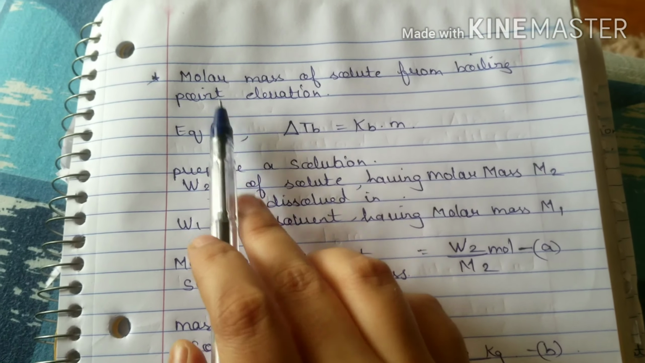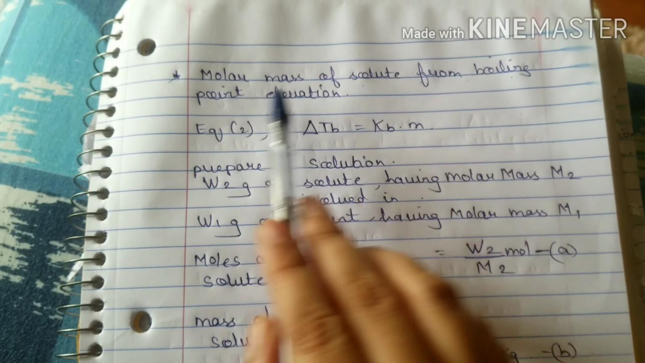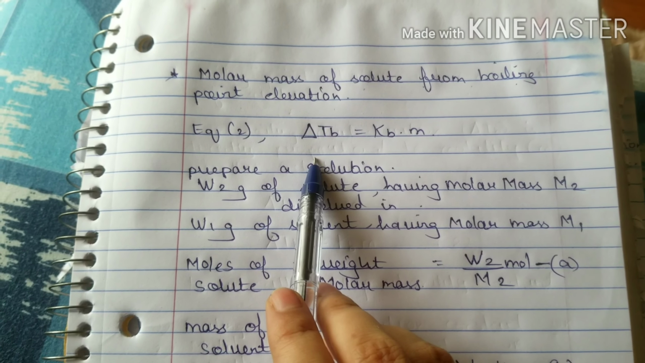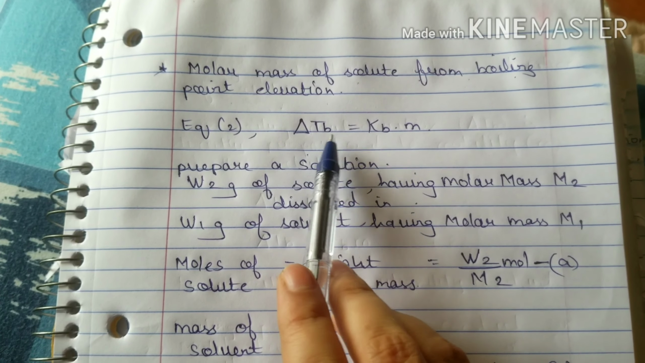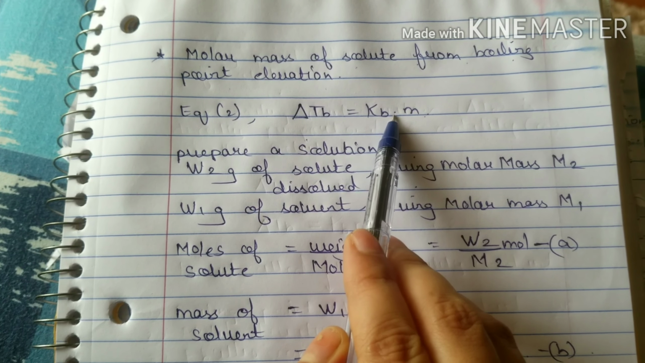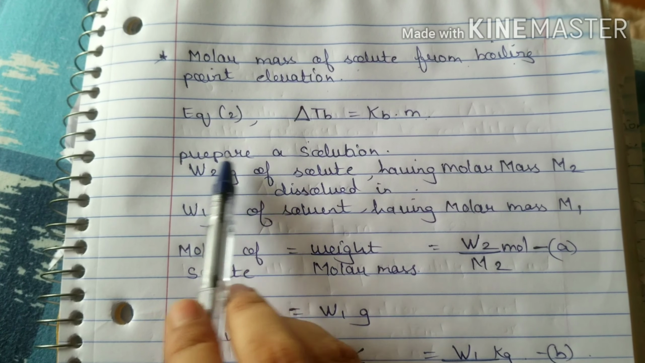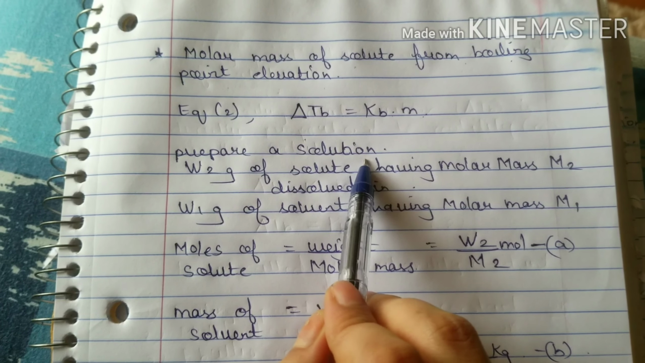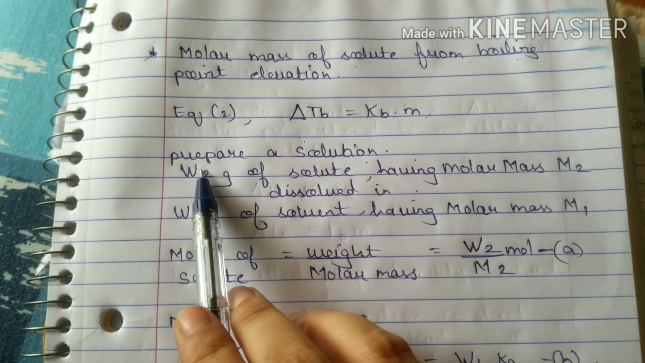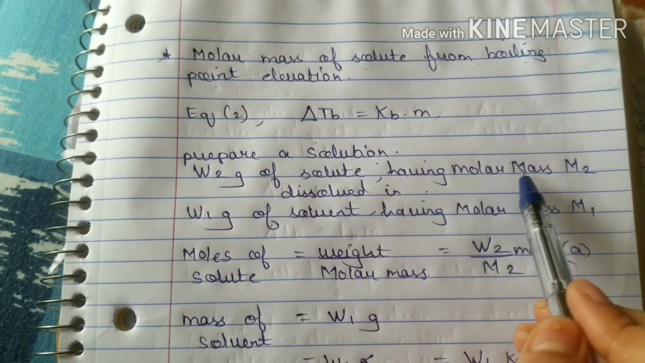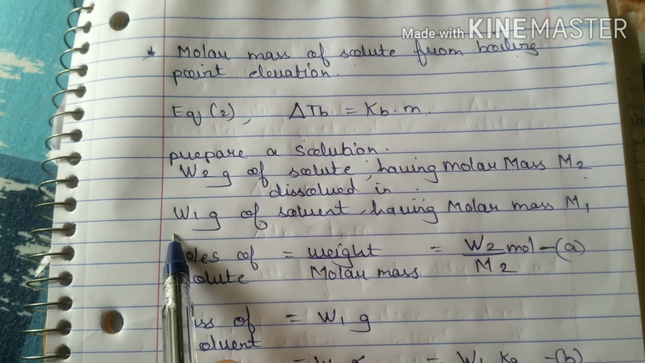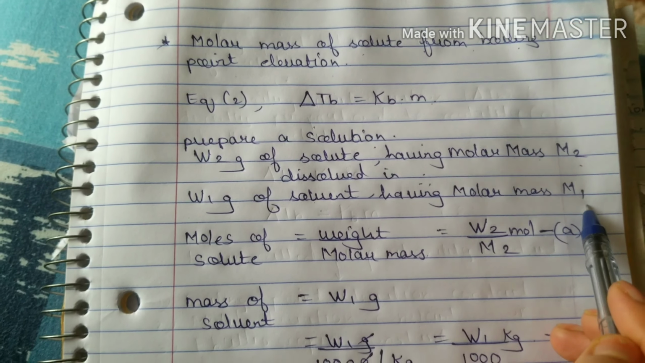So we are studying molar mass of solute from boiling point elevation. You are going to consider the boiling point elevation equation, that is delta TB is equal to KB dot m. Now this dot is nothing but the product sign, multiplication. Now we are going to prepare a solution. How are we going to prepare a solution? You are going to take a solute and dissolve it in a solvent. So W2 gram of solute, which has a molar mass M2, you are going to dissolve in a solvent having a weight W1 and molar mass M1.